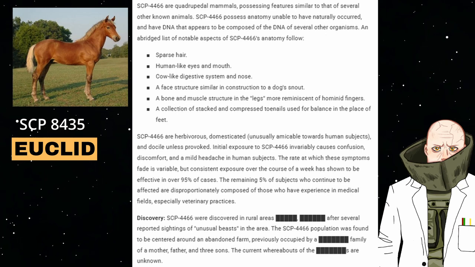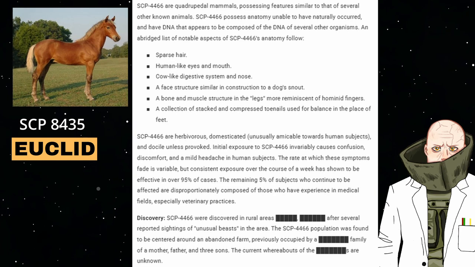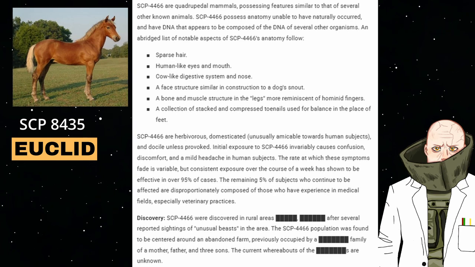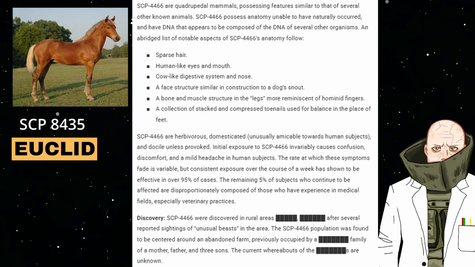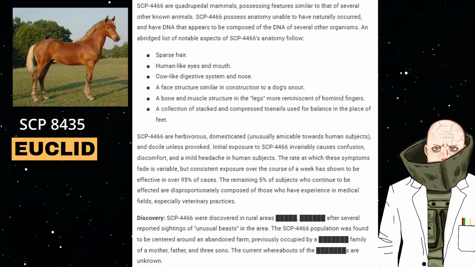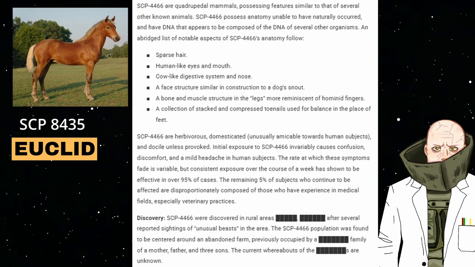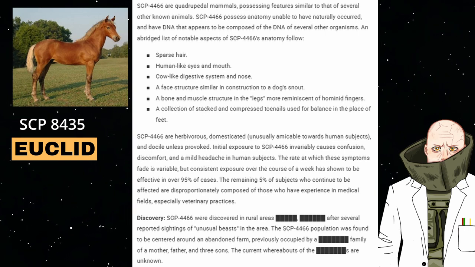4466 were discovered in rural areas, redacted, after several reported sightings of unusual beasts in the area. The 4466 population was found to be centered around an abandoned farm, previously occupied by a redacted family of a mother, father, and 3 sons. The current whereabouts of the redacteds are unknown.